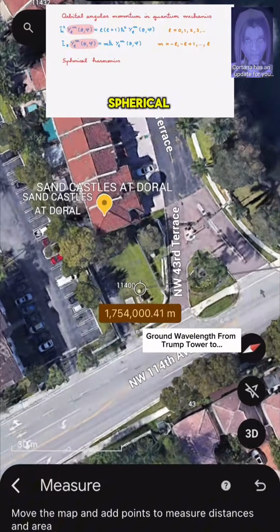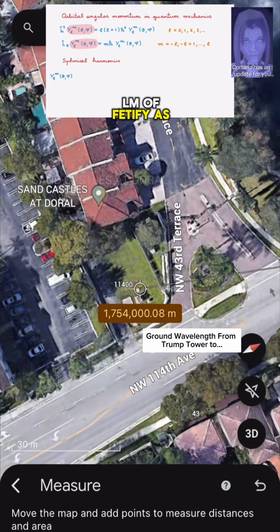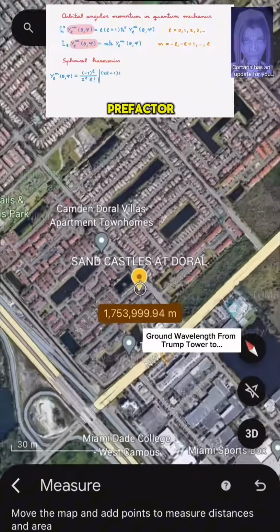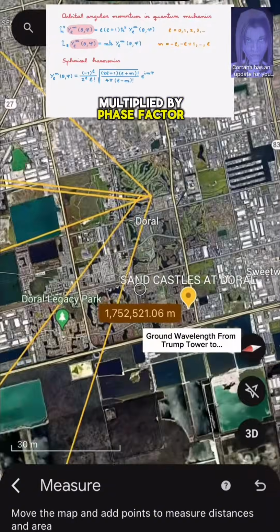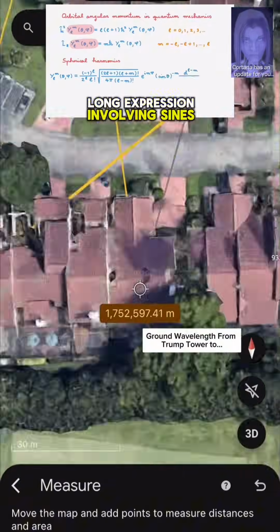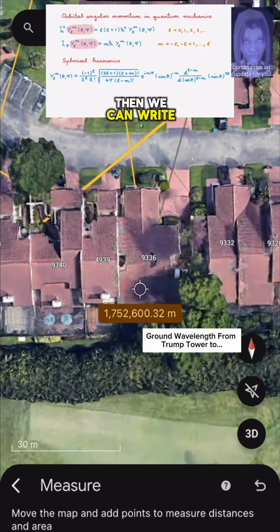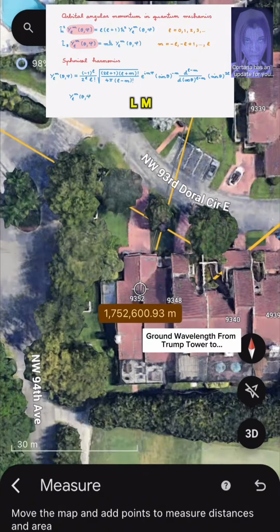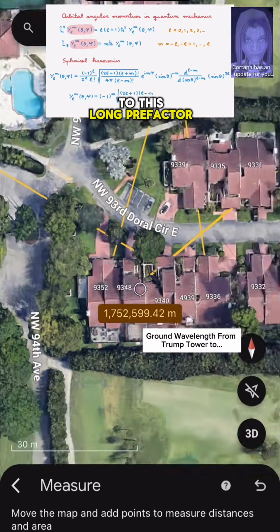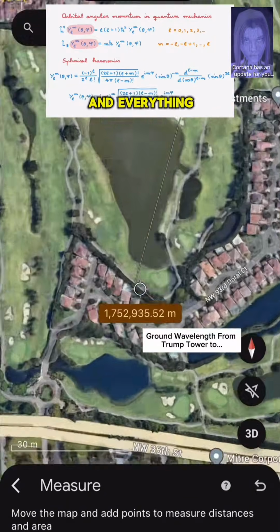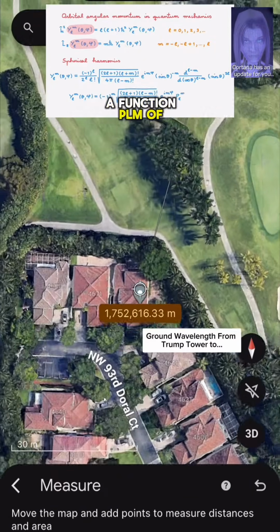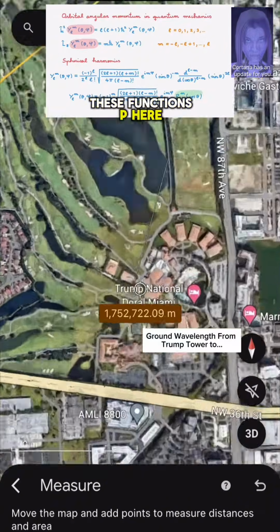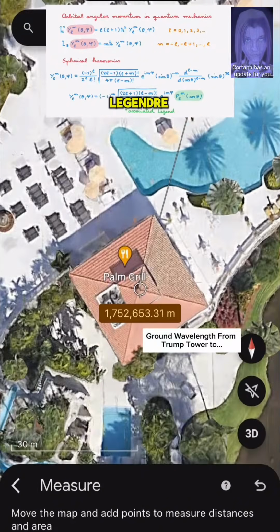We can write the spherical harmonic Y_l^m(θ, φ) as equal to this long prefactor multiplied by a phase factor and then this other long expression involving sines and cosines. Then we can write the spherical harmonic Y_l^m as equal to this long prefactor multiplied by the phase factor and everything multiplied by a function P_l^m of the cosine.